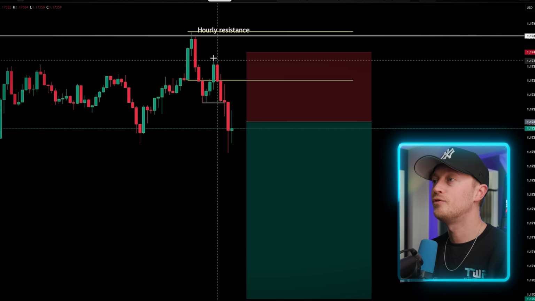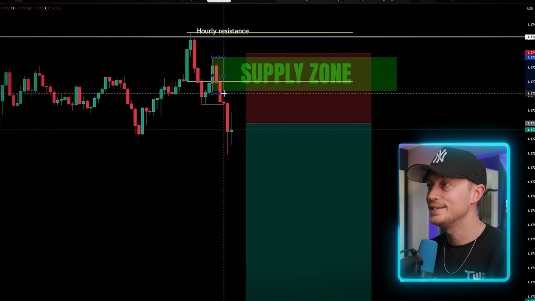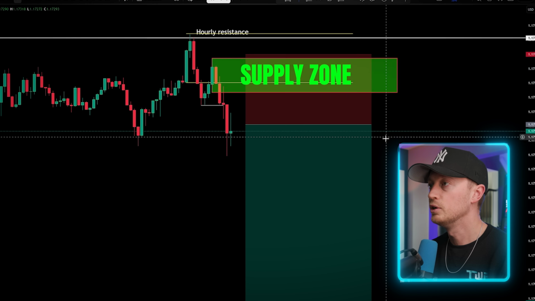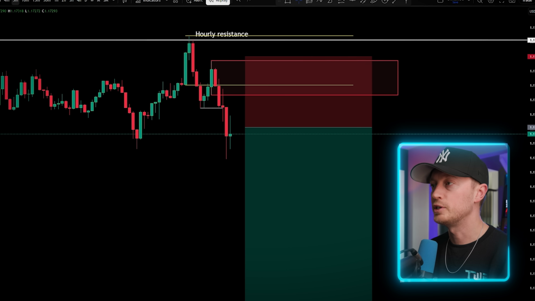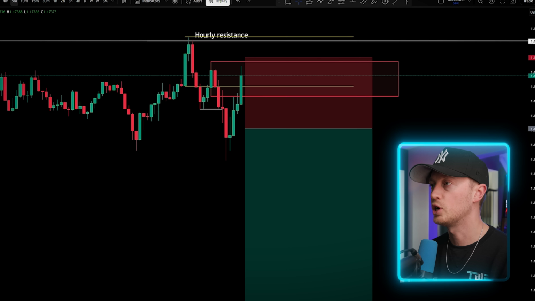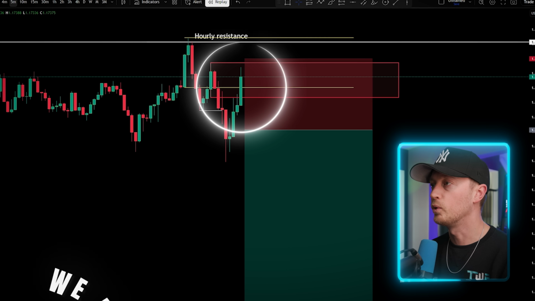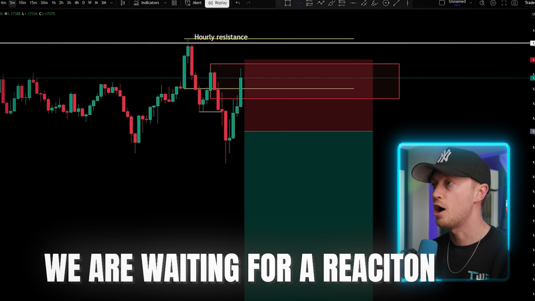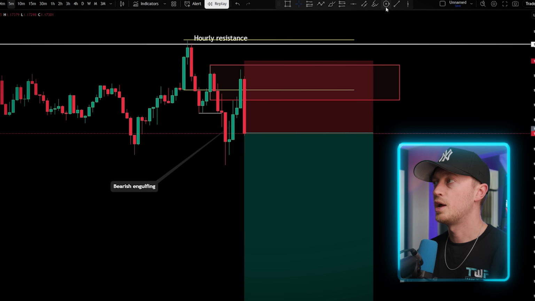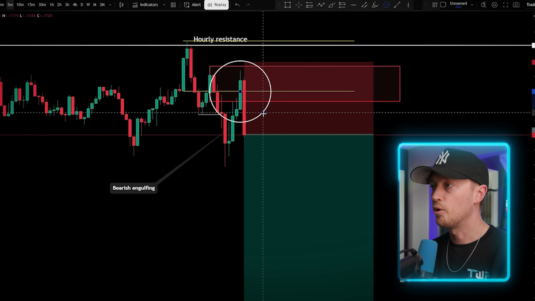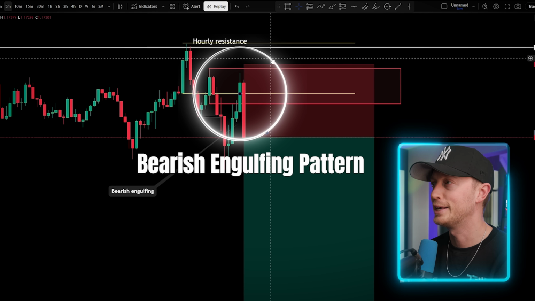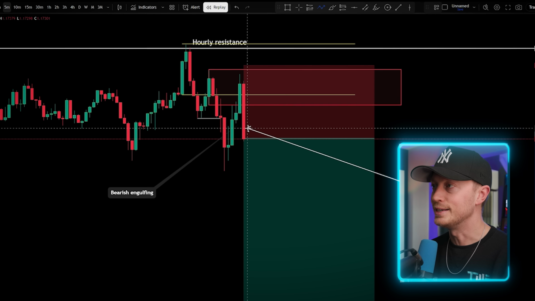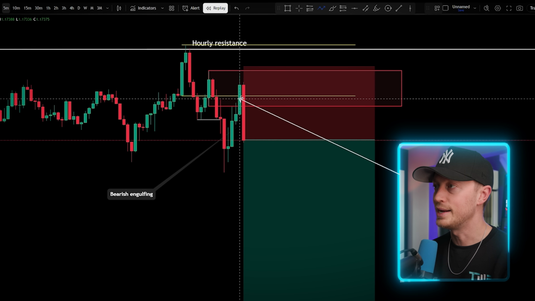Now, we don't have any fair value gaps, but this is our supply zone right here. Not the strongest supply, so we'll make sure that we get that entry confirmation. So when price comes to the level right here, we're waiting for a reaction down before we could get into the trade, right? And so what did we get? We got our bearish engulfing pattern. I know this circle's a bit too big here. This candle is engulfing this candle right here.